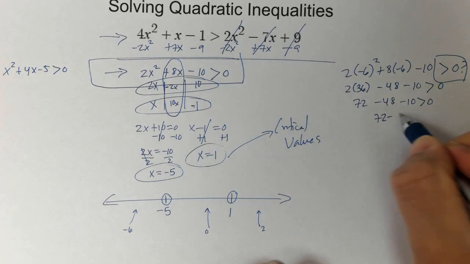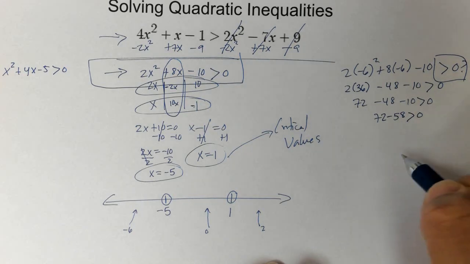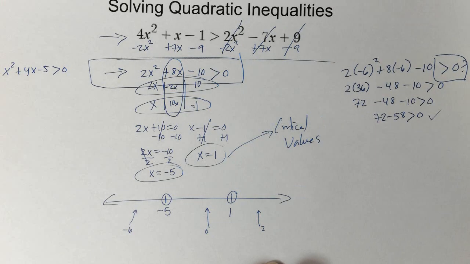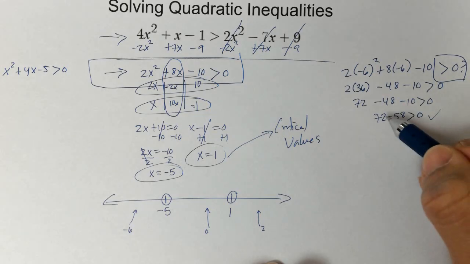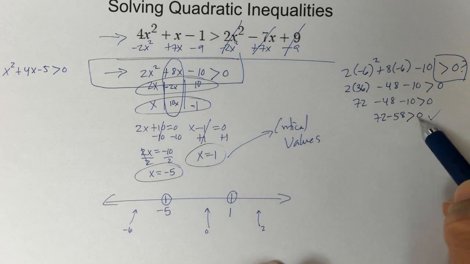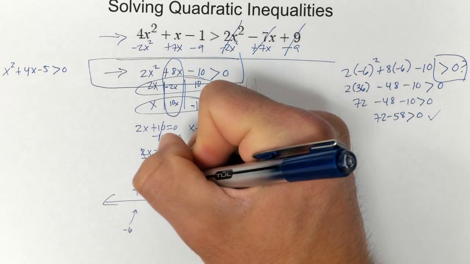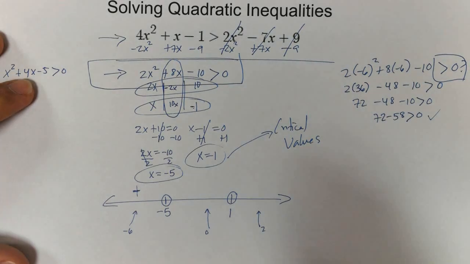I don't even need to know the actual answer, right? I just want to know, is this answer greater than 0? And it is, right? I get some positive number. I get 14. But I don't even have to go all the way down. If I already know that the answer is greater than 0, that's what matters. This is a positive part of my solution set.